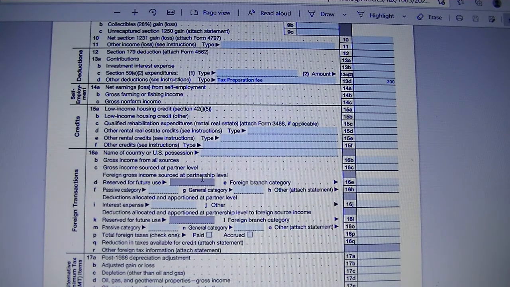Gross income sourced at partner level. You may not need that if it's not related to you. That's income related to a partner that is related to just that partner. So foreign gross income sourced at partnership level. And then you have passive category, general category, and interest expense.